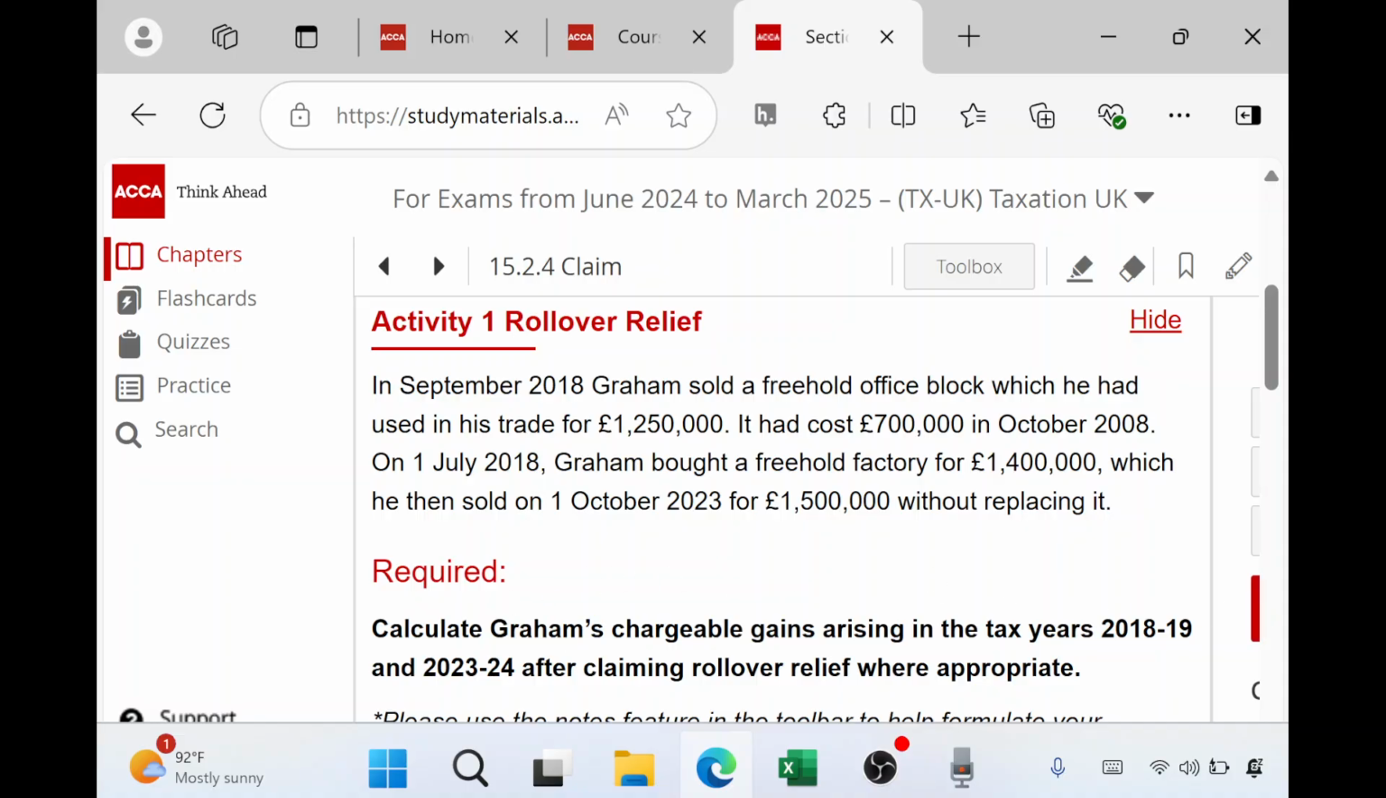It says, calculate Graeme's chargeable gains arising in the tax years 2018-19 and 2023-24 after claiming rollover relief where appropriate. Broadly speaking, in this learning phase, there's an assumption that rollover relief is in play, that the conditions are satisfied. But I'll walk you through the elements of the scenario which prove that. Remember, all reliefs across the syllabus are subject to conditions. The Revenue are not going to allow taxpayers any advantage without adhering to conditions.